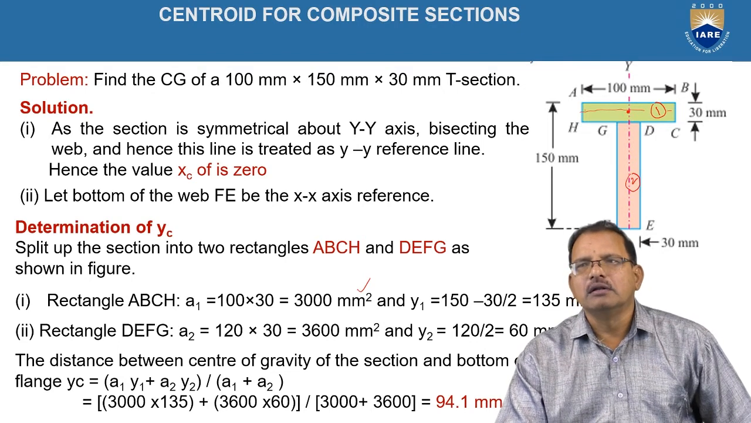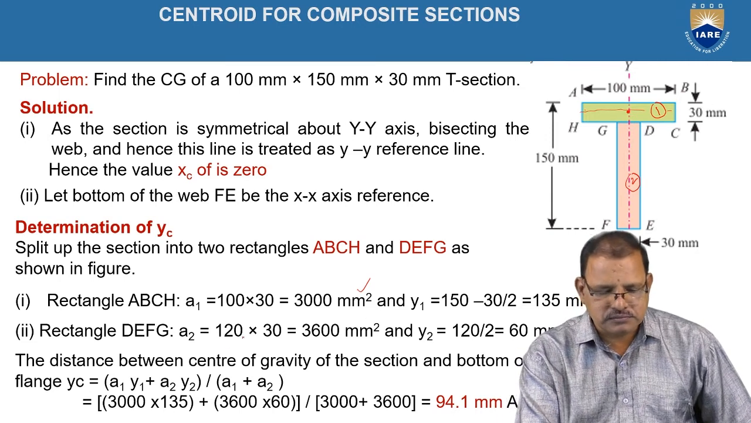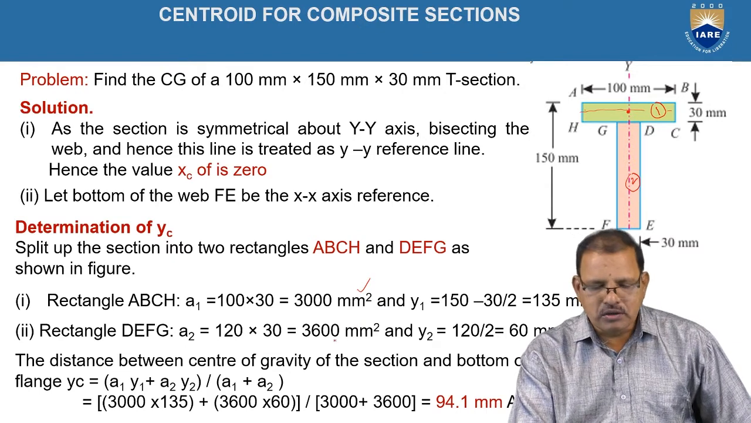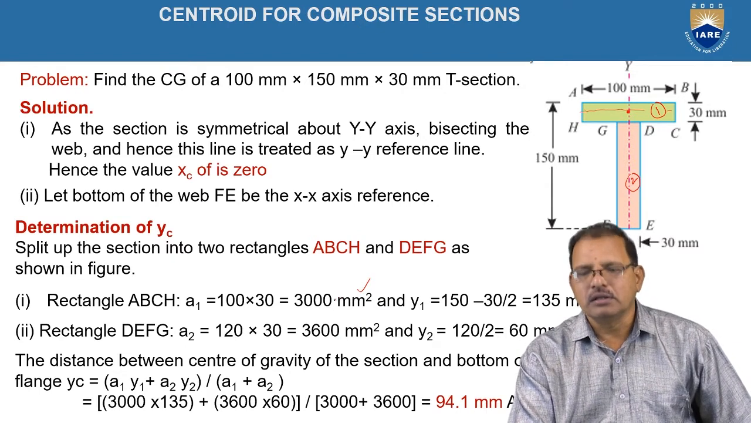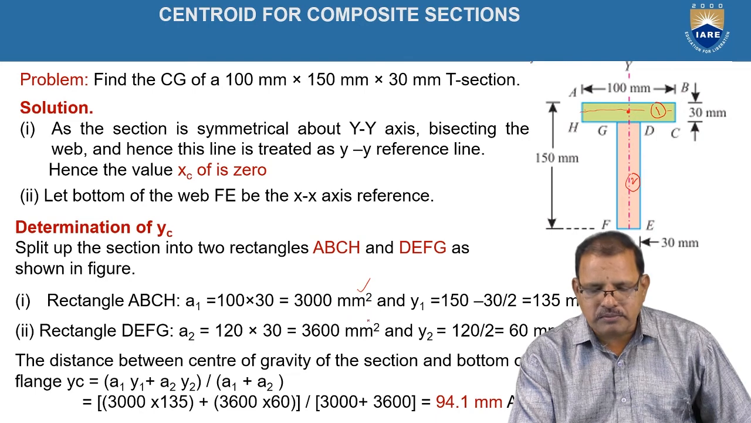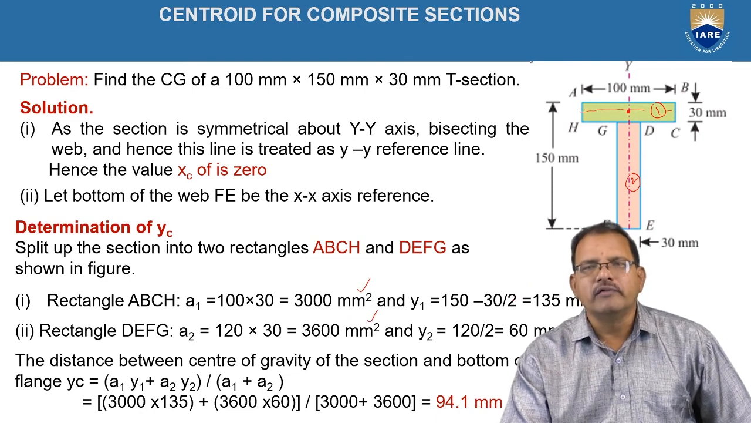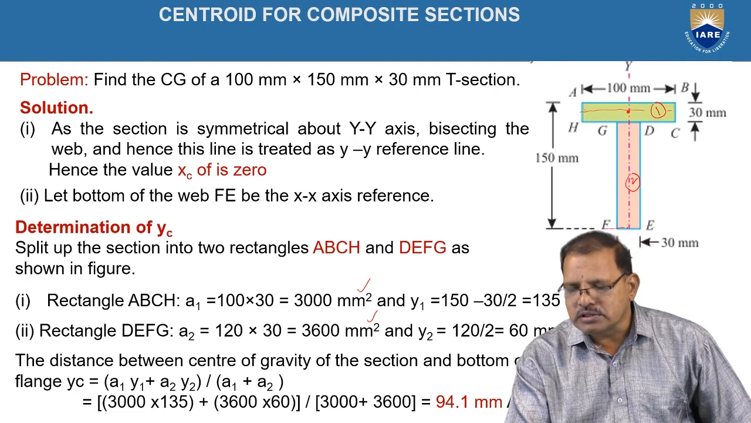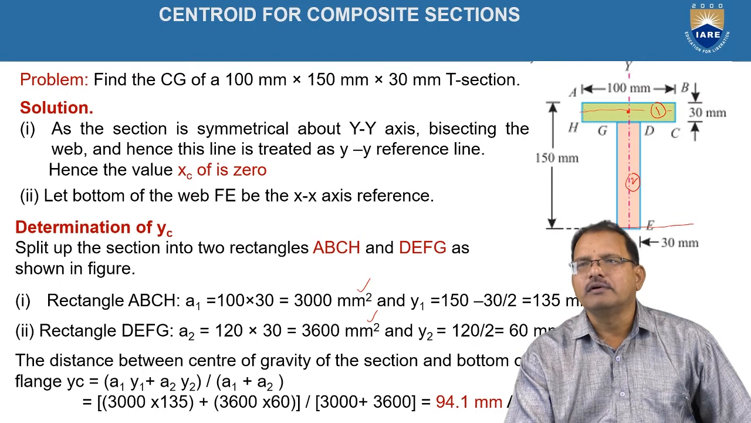For the rectangle EFGD, the area is represented as A2, which is equal to 120 by 30. It is equal to 3600 mm square. And Y2 is the position of the centroid from the base, that is here, which passes through point EF.